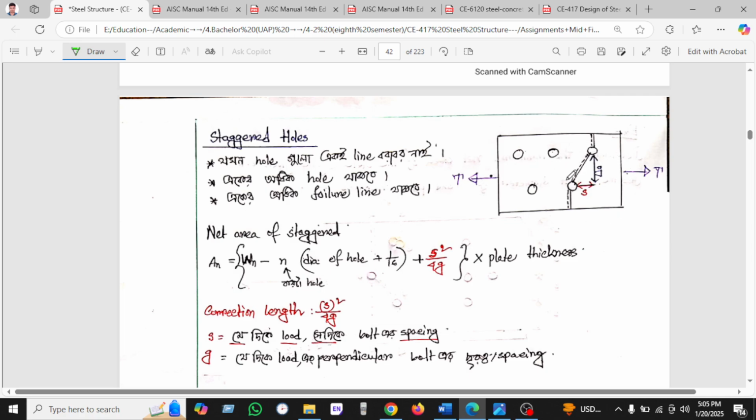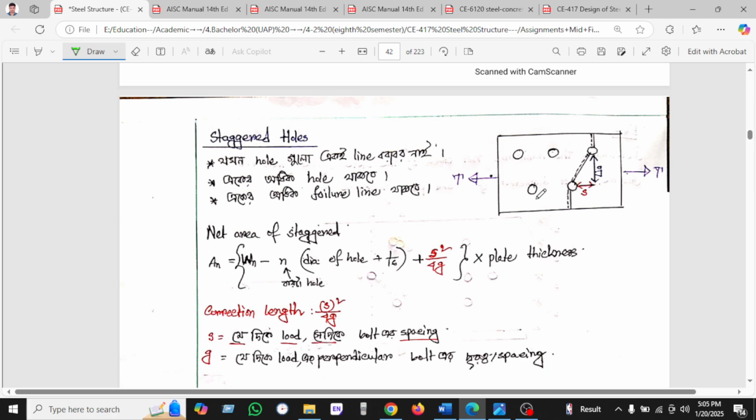When holes are not in the same vertical line, then we can say they are staggered holes. When the gauge is greater than 1, then we can say staggered holes. And when the failure zone can occur along more than one line, then that will be staggered holes. So this criteria must be fulfilled, then we can say staggered holes.